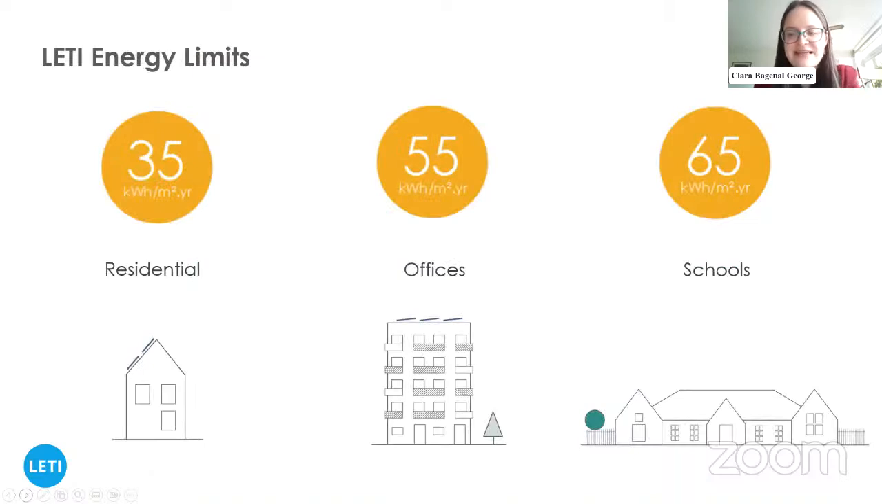That's why in 2020, LETI developed these EUI. We called them EUI targets at the time. As you may be aware, we're trying to change the terminology to limits because actually it's a maximum, a limit, not a target. So we developed these energy limits for residential, office and schools, and they've been implemented in a lot of projects, and I'm sure that you're aware of these.